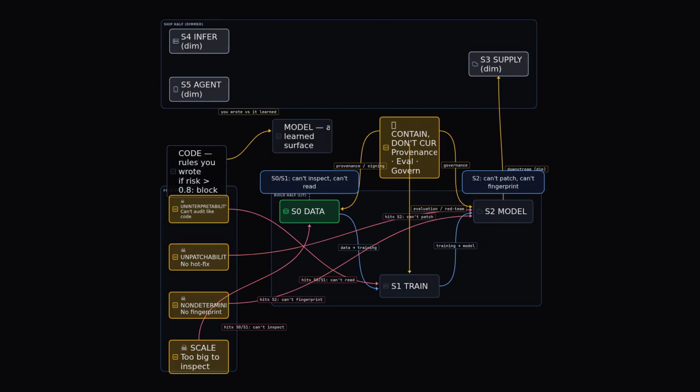The 4 properties mapped onto the build pipeline. Uninterpretability and scale land on S0 and S1. You can't inspect the data or read the result. Unpatchability and non-determinism land on S2. You can't patch or fingerprint the model. This is why classic tools don't catch them.